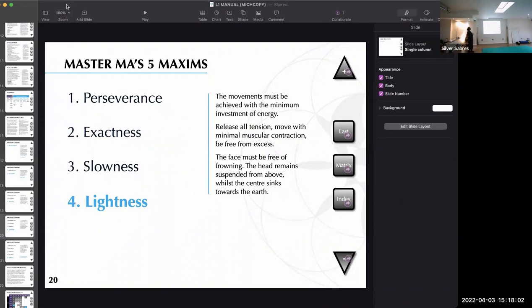Release all the tension. Move with the minimal muscular contraction to be free from excess. The face must be free of frowning. The head remains suspended from above, whilst the center sinks towards the earth. Lightness. Heavy. Light.